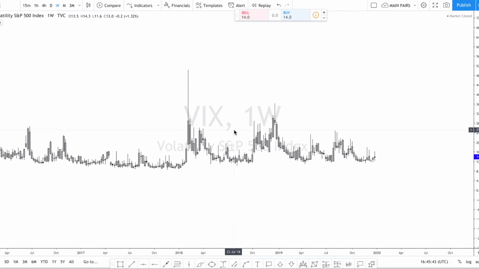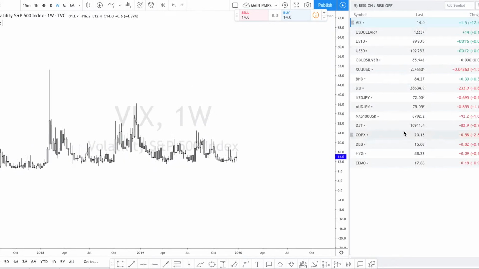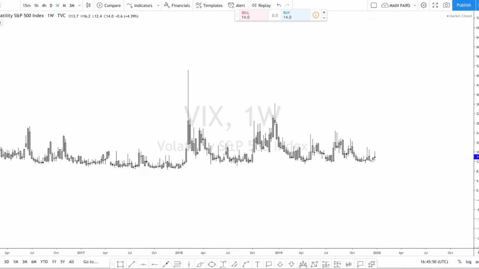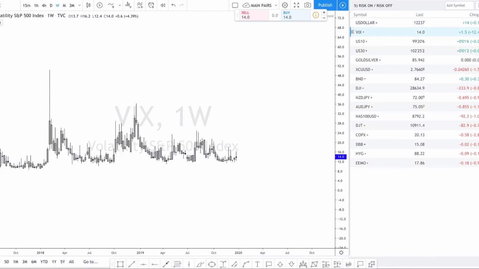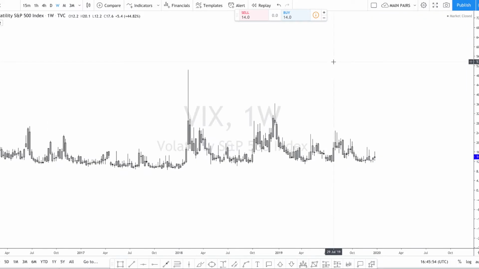So I'm just going to show you the components that let me gauge the risk on or risk off environment. I'm going to walk through each one. So here we can see we've got the VIX. The VIX is also known as the Fear Index or the Volatility Index.